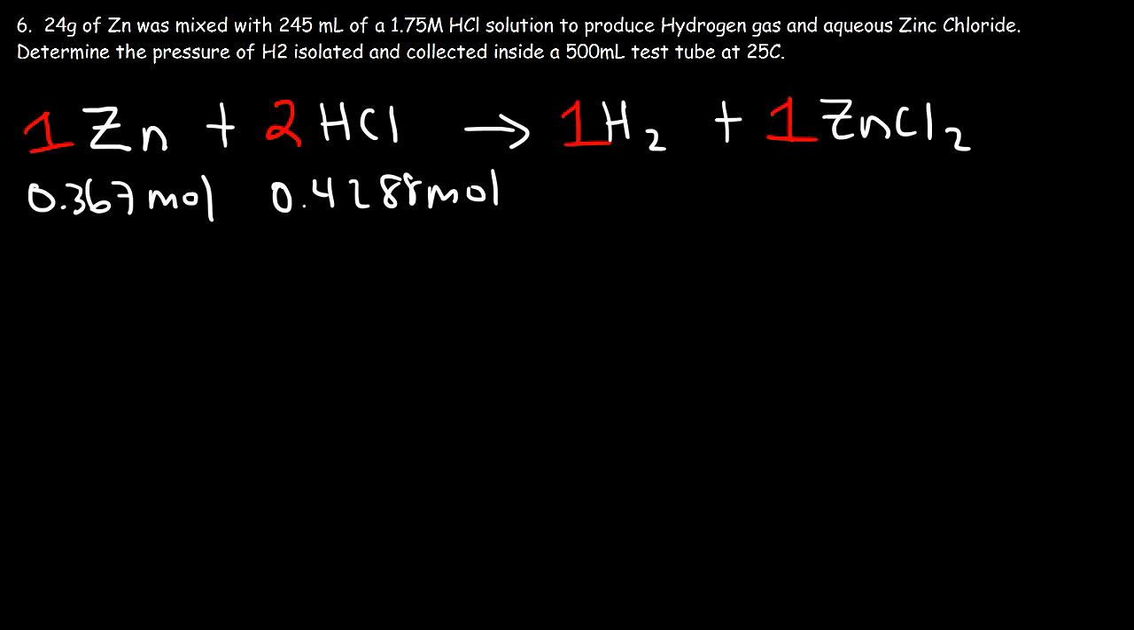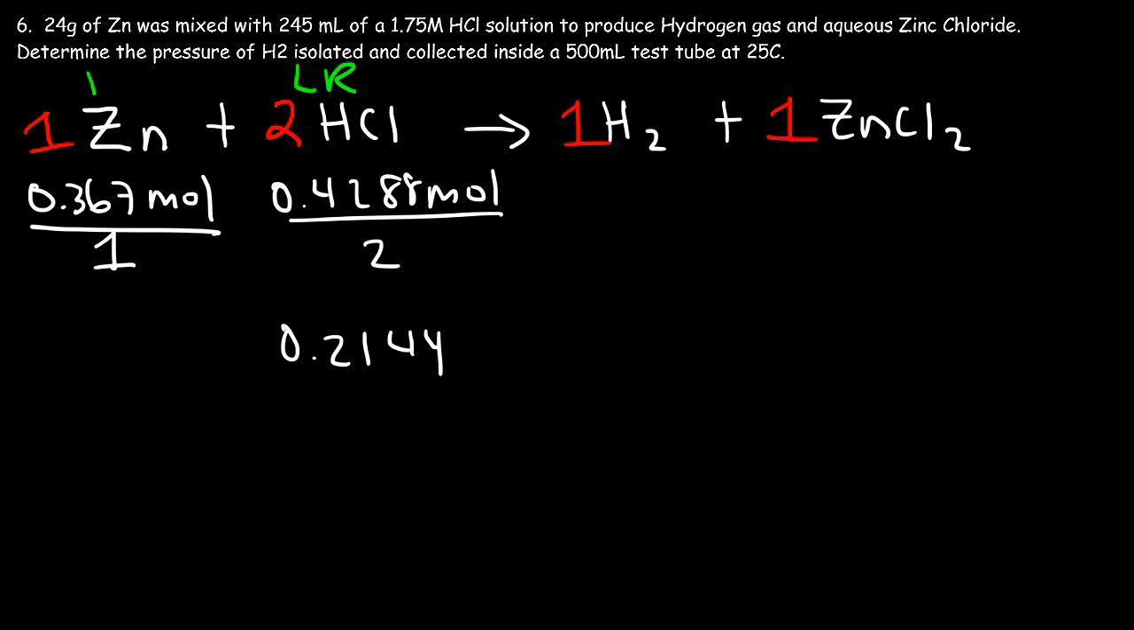Now we need to compare the mole per coefficient ratio. If we divide this by the coefficient of zinc, which is 1, it's not going to change. If we divide this by 2, that's going to be 0.2144, which is less than 0.367. So therefore, HCl is the limiting reactant, zinc is the excess reactant. So we should base our answer on the moles of HCl.